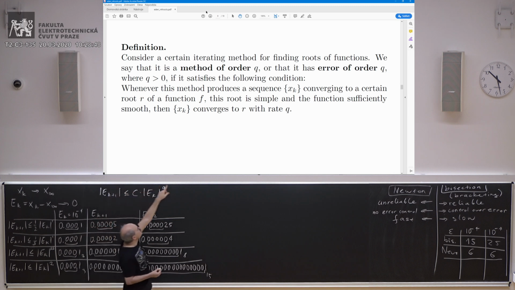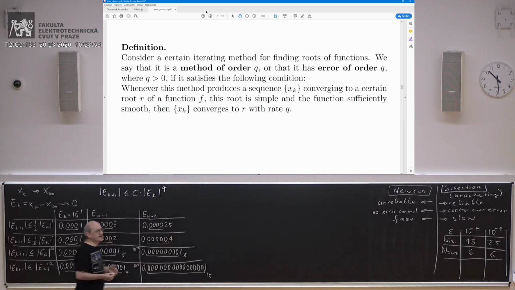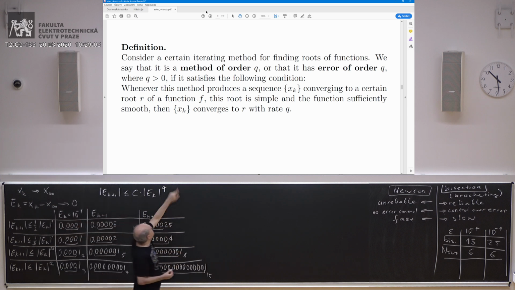Whenever this method produces a sequence converging to a certain root, and this root is simple. That's the key assumption. And essentially, this is a typical case. So we can say that we are focusing on a typical case when our method produced a certain sequence of approximations. And then we want this sequence to converge with rate q.